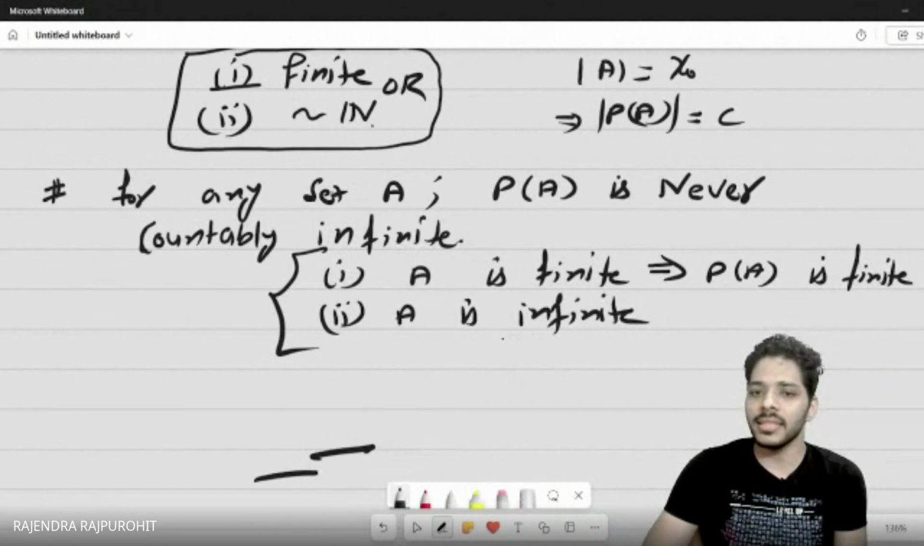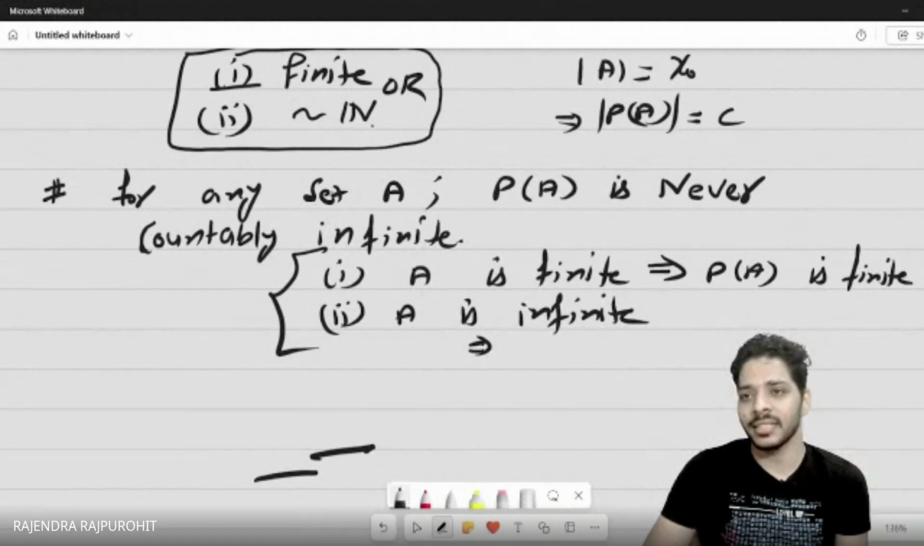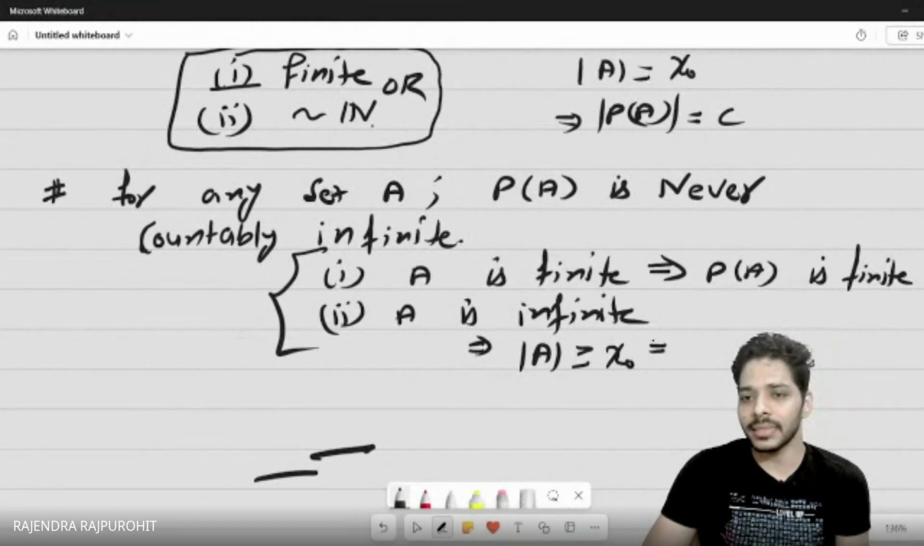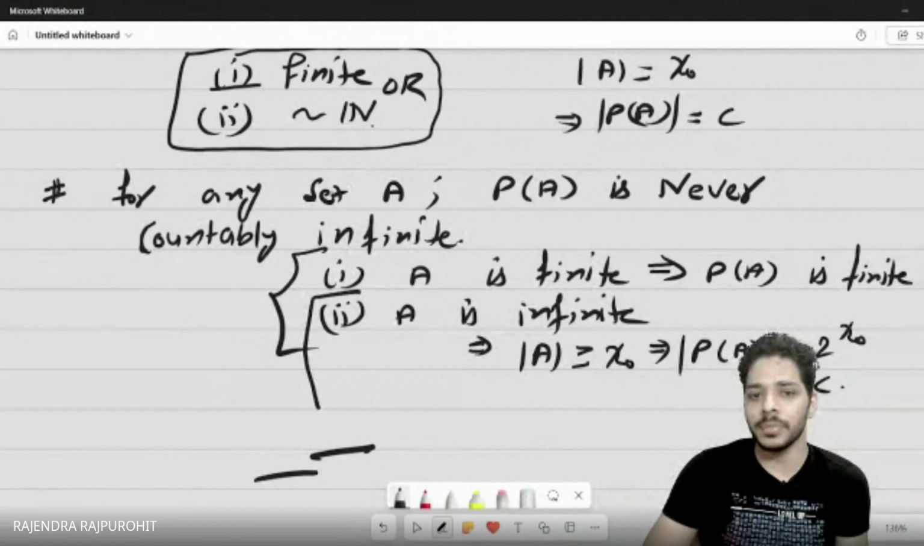And in this case, what actually happens is, if your set itself is infinite, then the cardinality of the set is at least aleph naught. If the cardinality of a set is less than aleph naught, then it is finite. And this implies that the cardinality of PA, the power set of A, will be greater than or equal to 2 to the power aleph naught, which is greater than or equal to continuum. And hence, in this case, PA is uncountable.